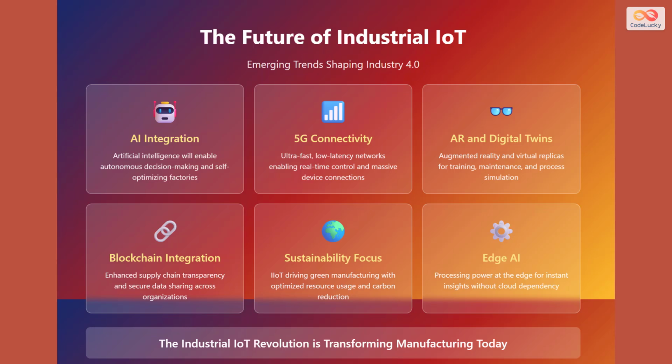The future of industrial IoT is incredibly exciting with several emerging trends. AI integration will enable autonomous decision-making and self-optimizing factories that continuously improve without human intervention. 5G connectivity will provide ultra-fast, low-latency networks enabling real-time control and massive device connections across entire facilities. Augmented reality and digital twins will transform training, maintenance, and process simulation by creating virtual replicas of physical systems.